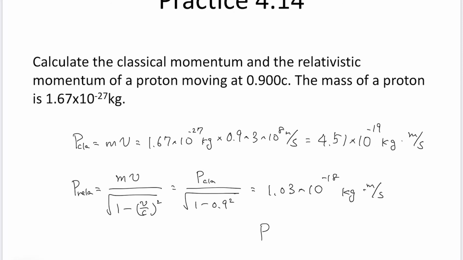So from this calculation, you can find the relativistic momentum is larger than the classical momentum.